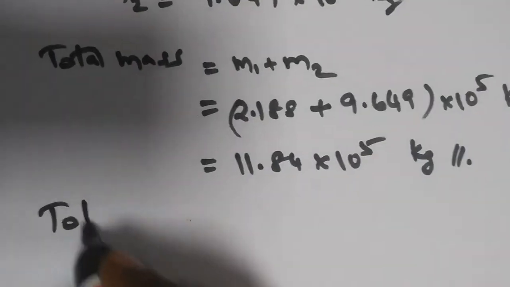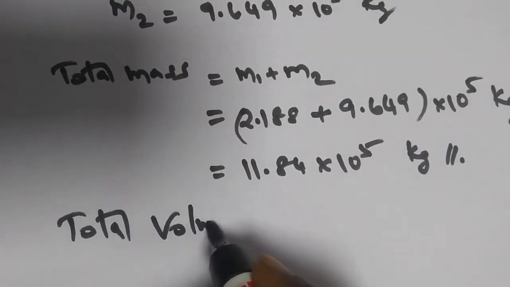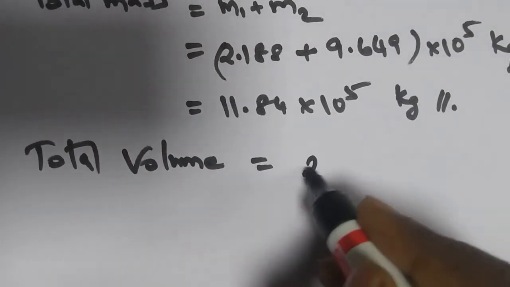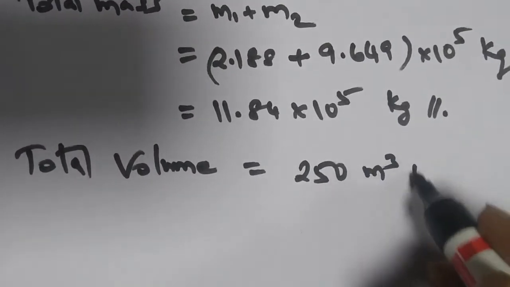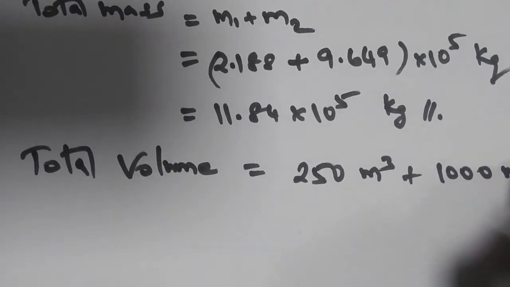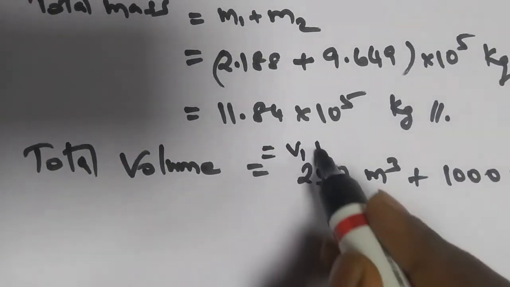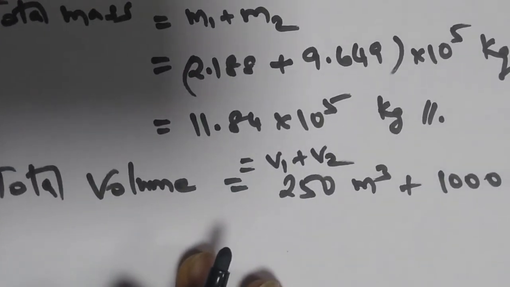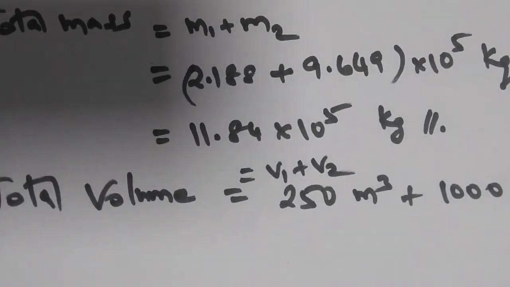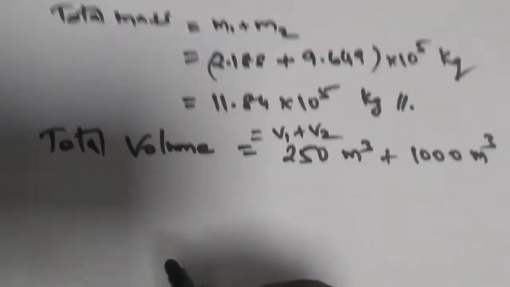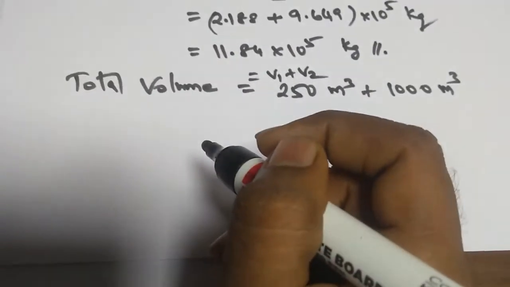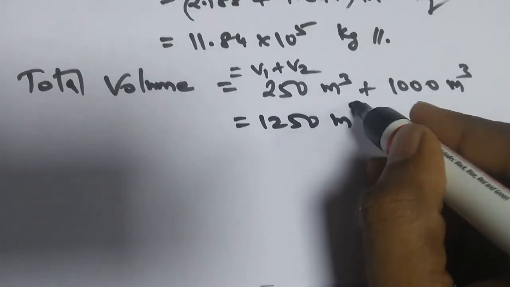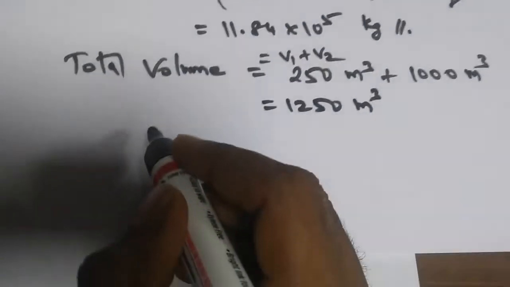Okay, similarly, what is the total volume? Total volume is equal to 250 meter cube plus 1000 meter cube, that is V1 plus V2, where 1 is gas oil, 2 is fuel oil. So we have total volume is equal to this much. How much? 1250 meter cube. Then how can you find the density of the mixture?